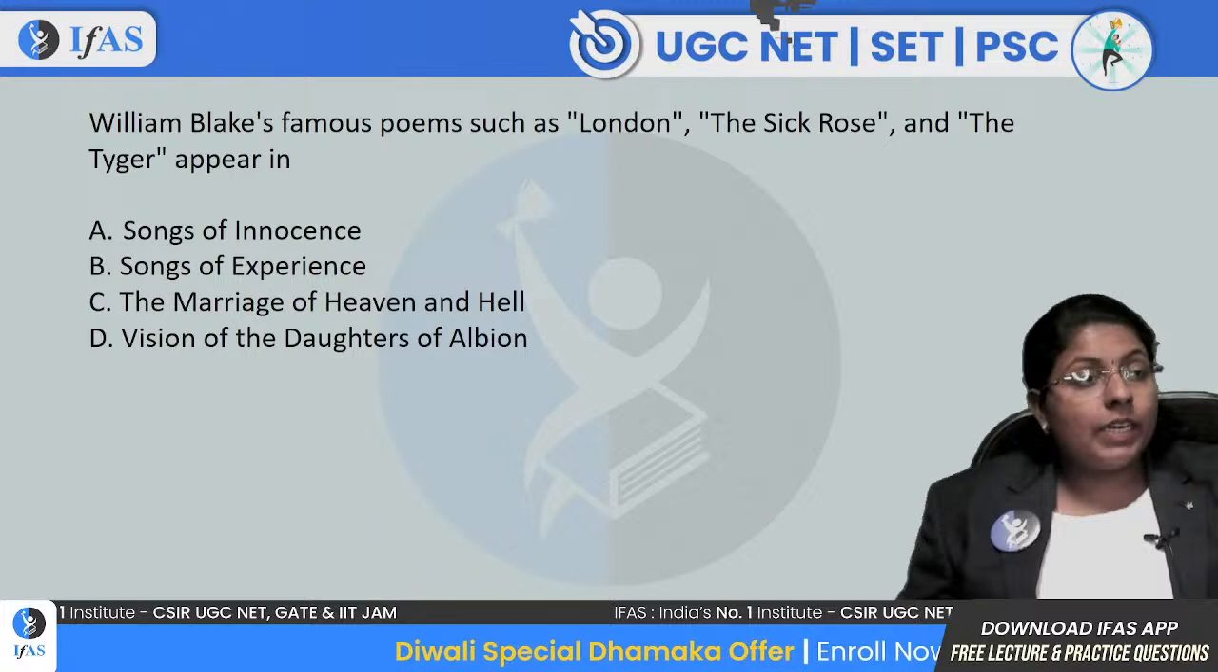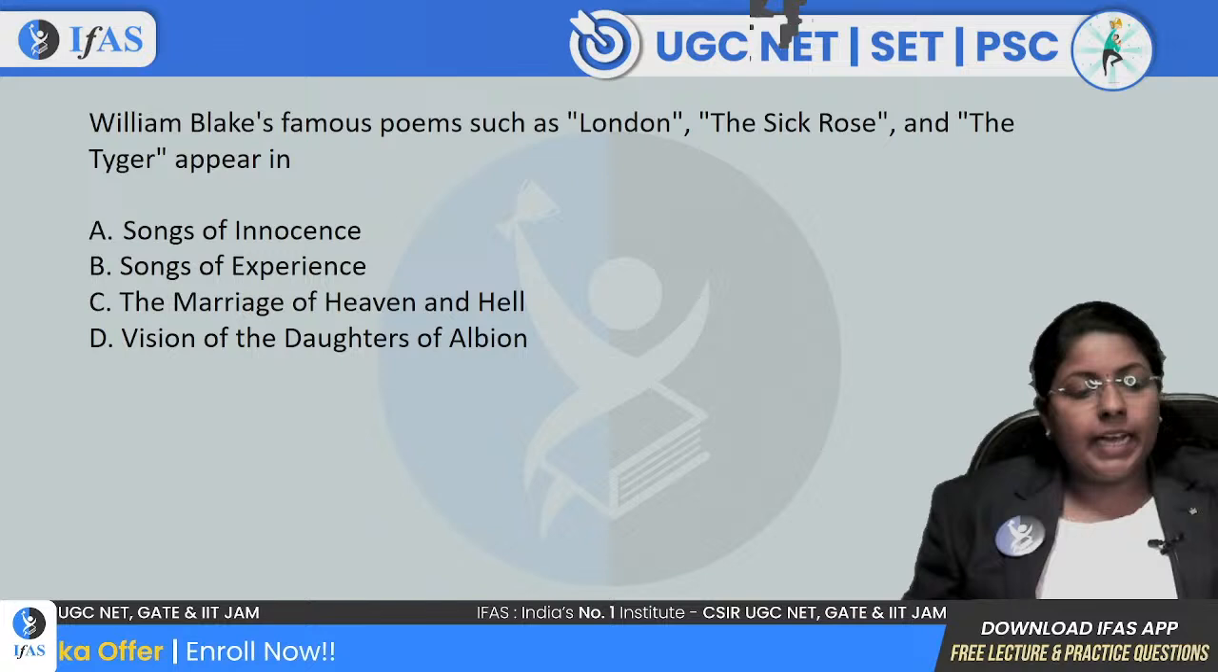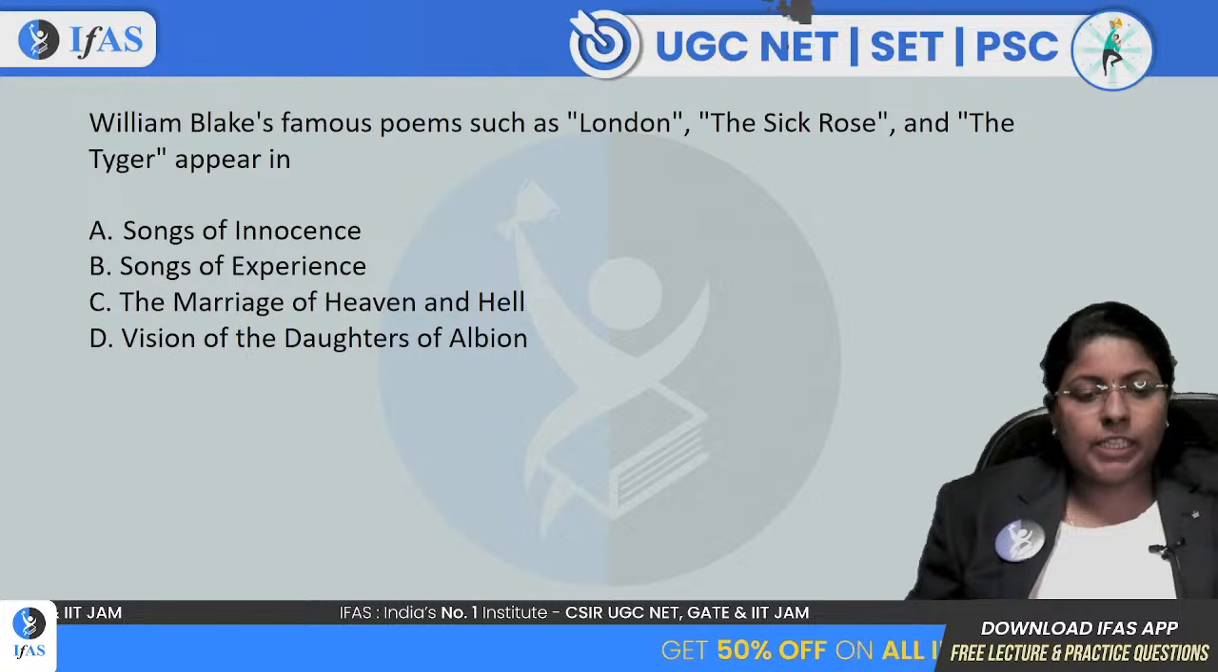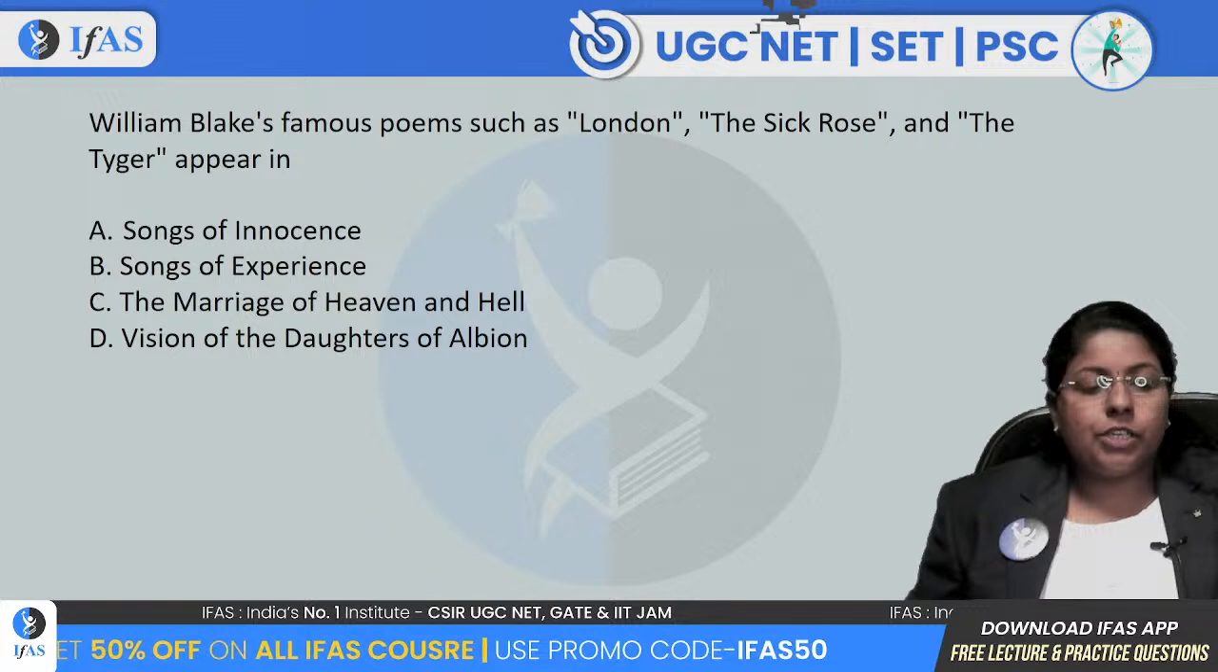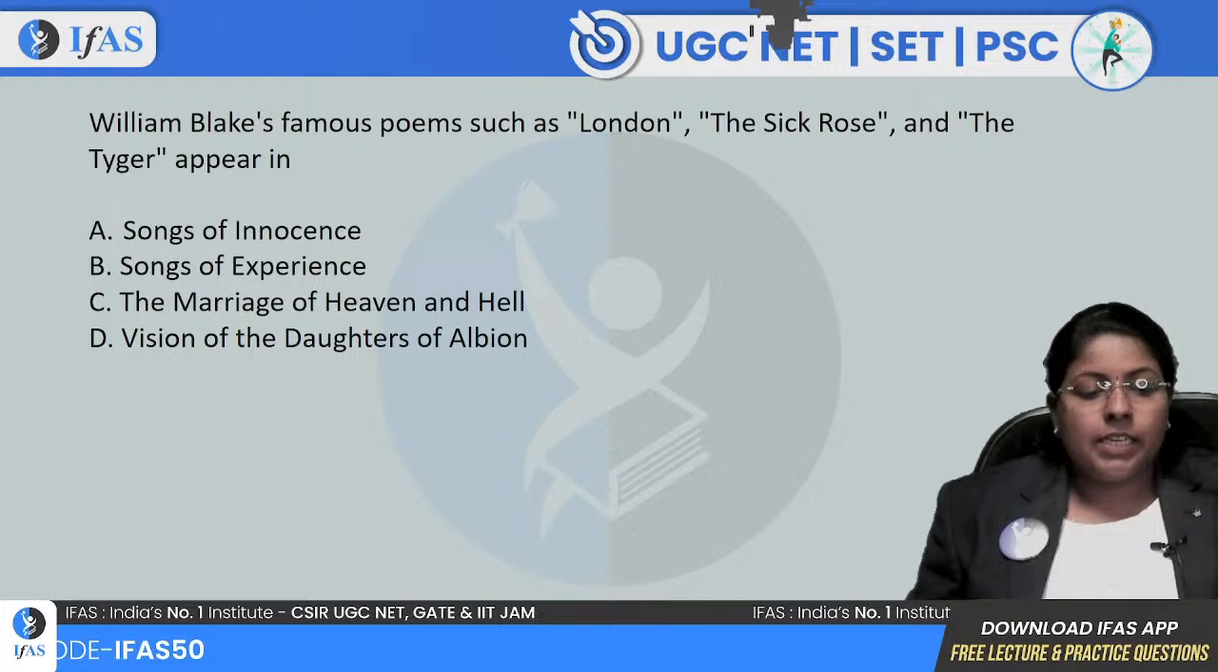William Blake's famous poems such as London, The Sick Rose and The Tiger appear in where? We have the options: Songs of Innocence, Songs of Experience, The Marriage of Heaven and Hell, Visions of the Daughters of Albion.